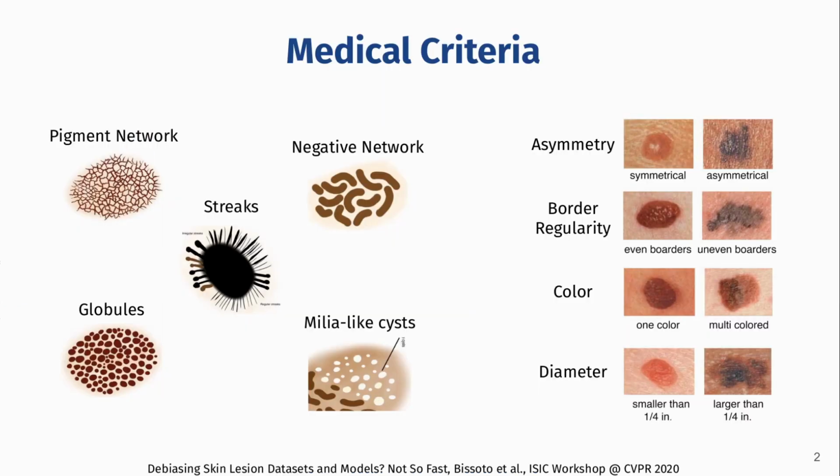Dermatologists' diagnosis is based on patterns present on skin lesions. We show some examples in this slide. On the left, we have dermoscopic attributes such as pigment network, and on the right, other features that can aid specialist analysis such as asymmetry and diameter. Learning these features would improve our deep learning model's generalization, which is key for the deployment of our solutions.